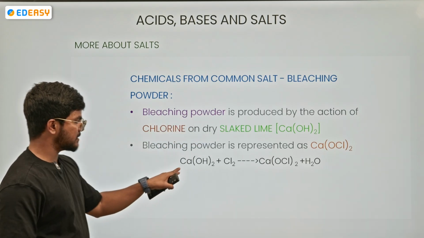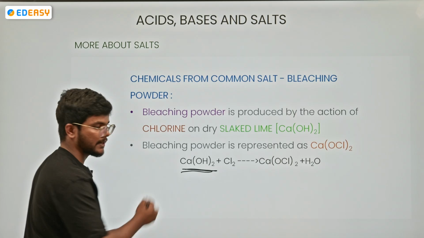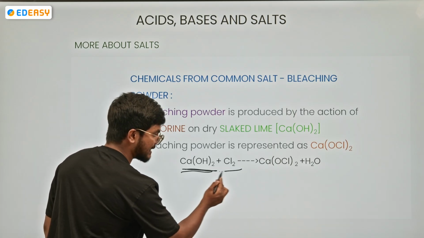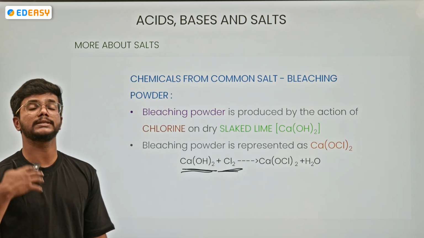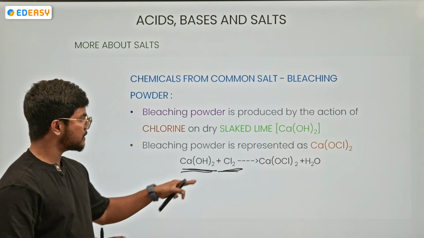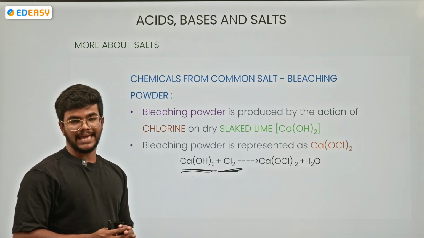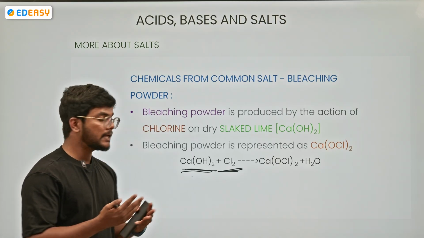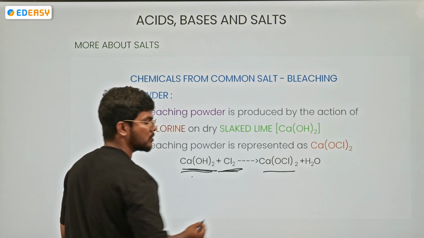Dry slaked lime is calcium hydroxide. When calcium hydroxide reacts with chlorine gas, which is produced in the chloralkali method, or else you can use direct chlorine, it produces CaOCl2.